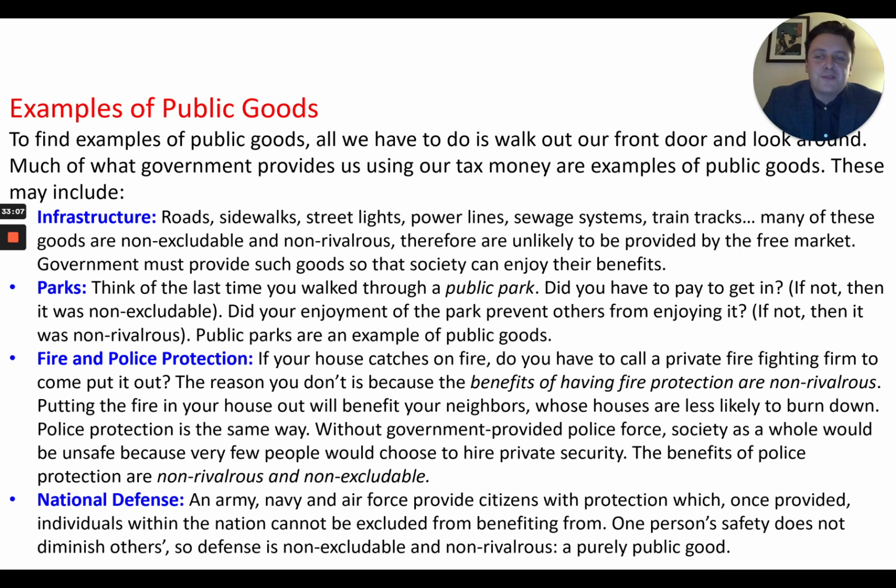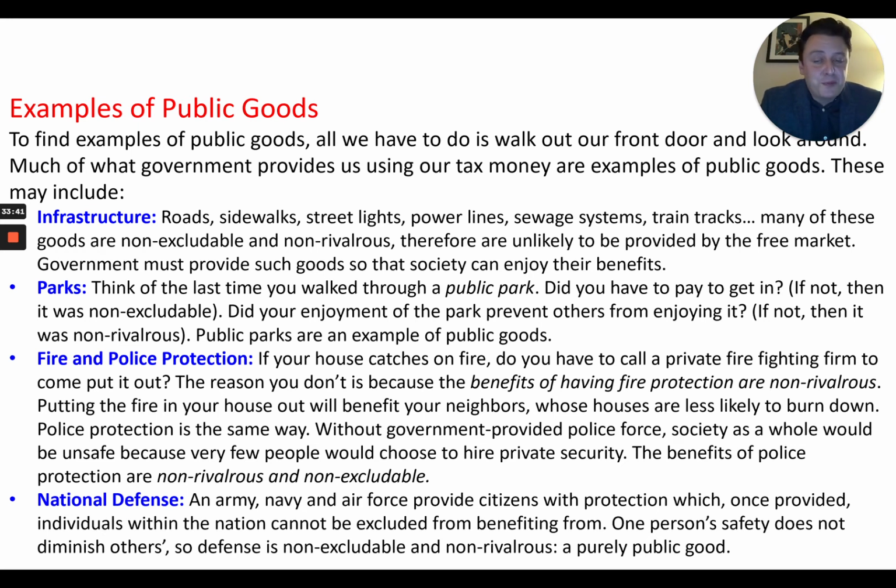The next one, fire and police protection. If your house catches on fire, do you have to call a private firefighting firm? Obviously not. The reason that you don't is because fire protection is non-rivalrous. If your house went on fire, there's a good chance it would spread to others and get out of control. Look at the Great Fire of London before any public firefighting service. In a modern society, you have to have some form of fire protection.